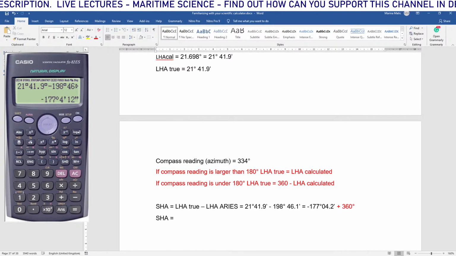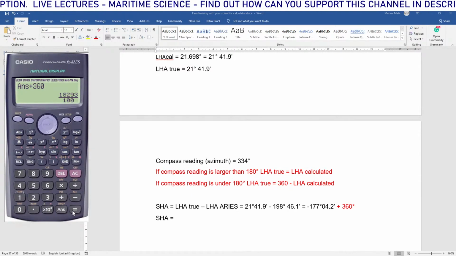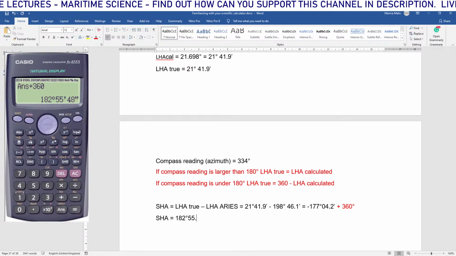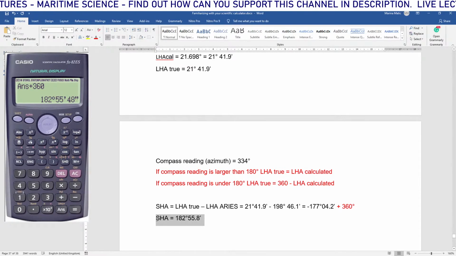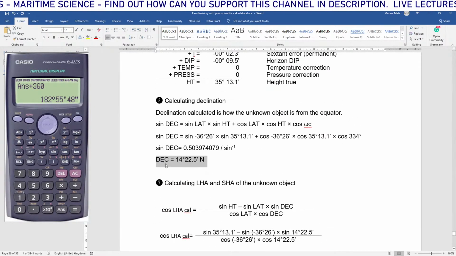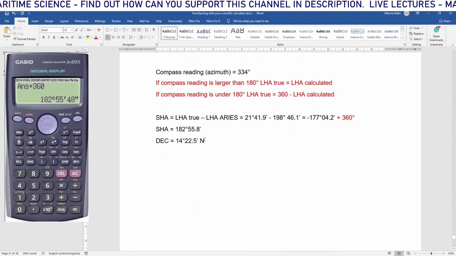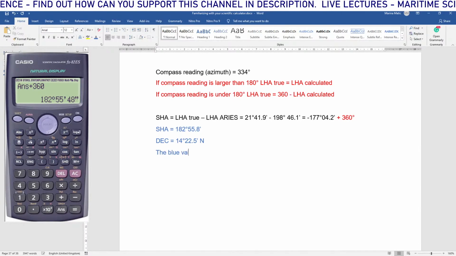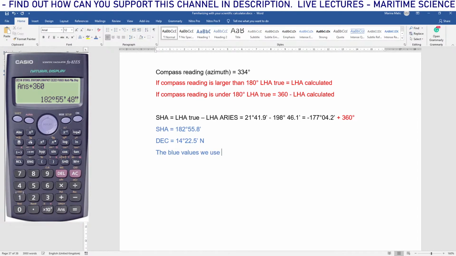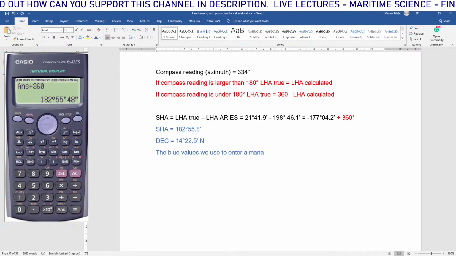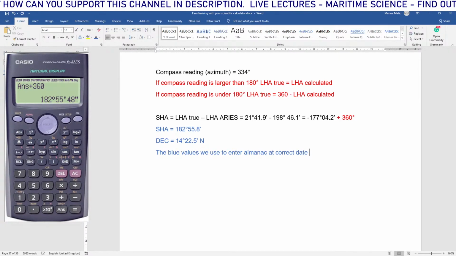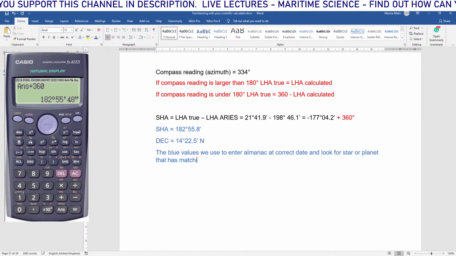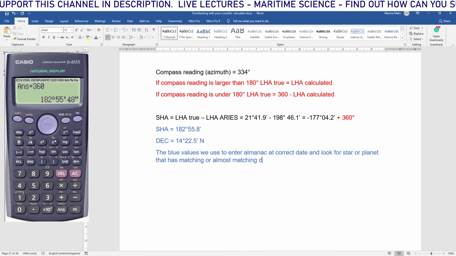So let's see how much we get. Plus 360, and we get 182 degrees, 55.8. So these two are actually coordinates. Let me copy them. Coordinates. Let's copy declination here. So these two are now our coordinates that we're going to use. So the blue values we use to enter almanac at correct date and look for a star or planet that has matching or almost matching data.